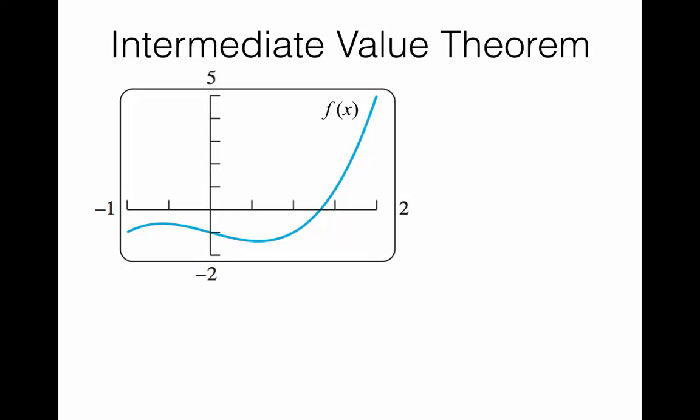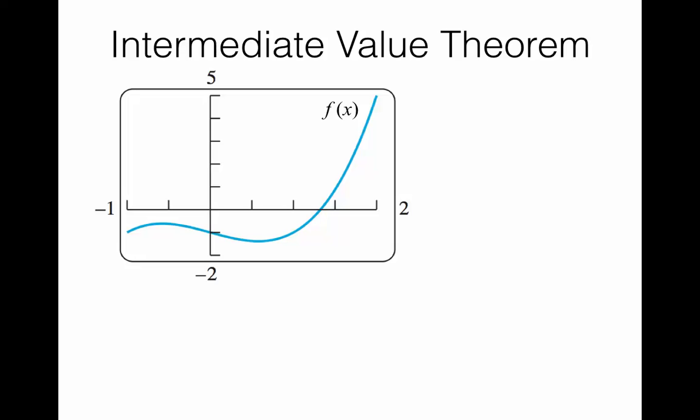In this lesson, we will discuss an important property of continuous functions and present the intermediate value theorem. Let's look at the graph of this function f, which is continuous between -1 and +2.